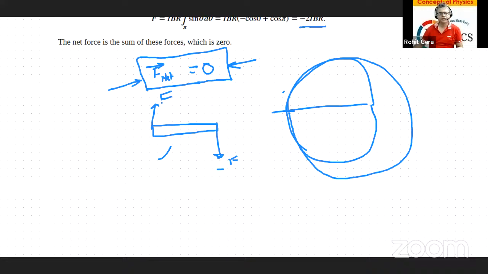So magnetic force is zero, but torque exists. Torque is force into force arm. But we'll derive that also.